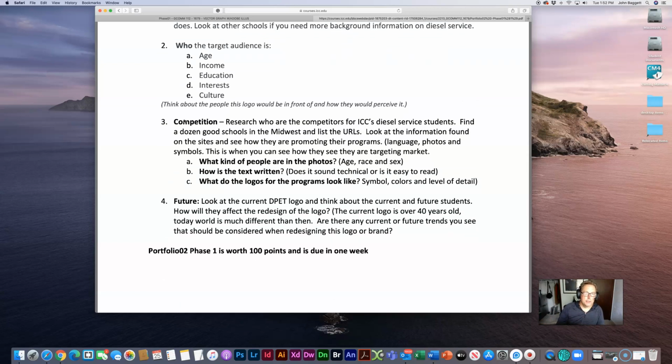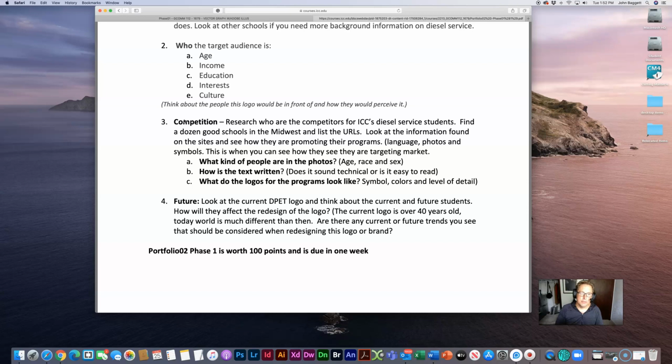And then last for this, the future, look at the current DPET logo and think about the current and future students. How will they affect the redesign of this logo? So the current logo is over 40 years old.